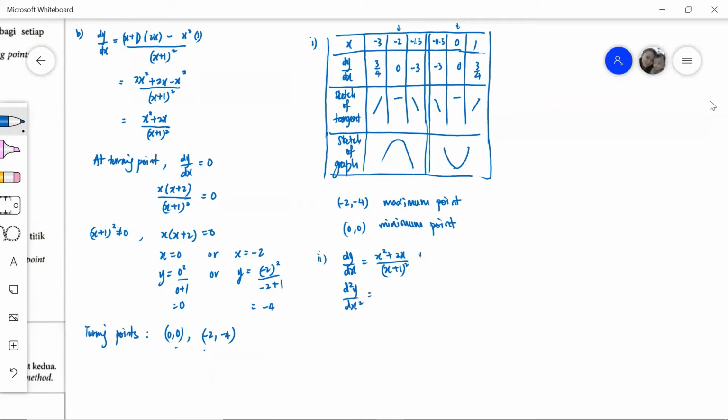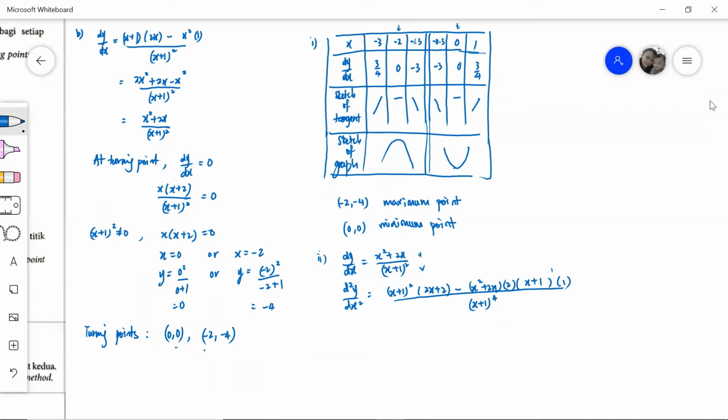Okay, so again, quotient rule. So we have (x plus 1) squared, stay v, do u, differentiate the u. So we have 2x plus 2 minus, remain the u, x squared plus 2x, differentiate the v. So do outside and followed by do inside. And then over the square of v, so (x plus 1), and then we square the square, so to the power of 4.